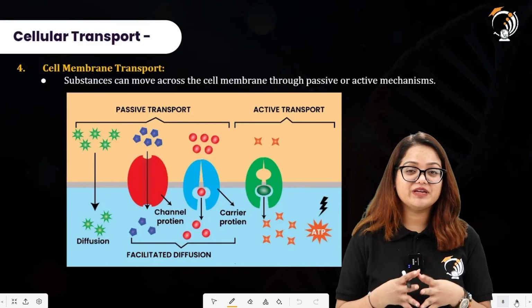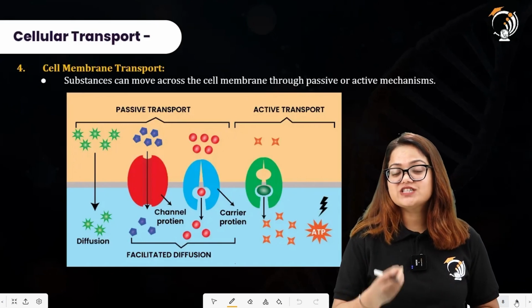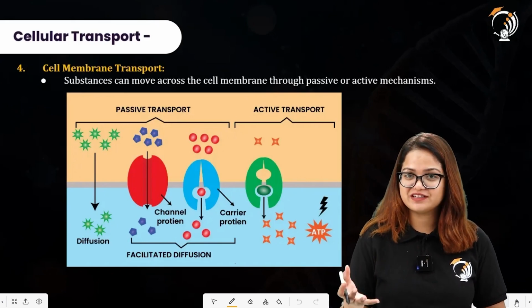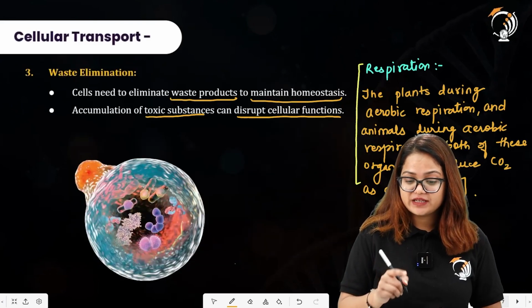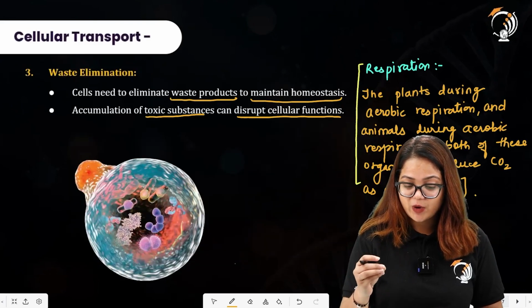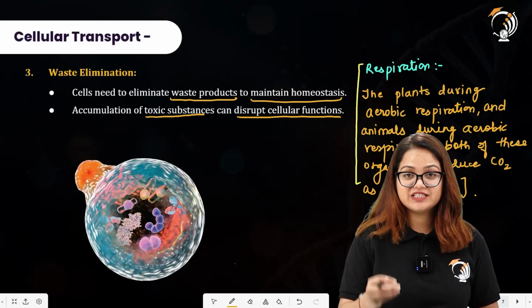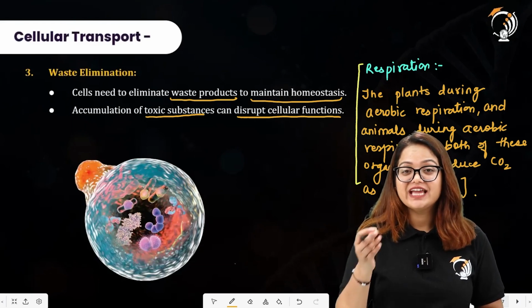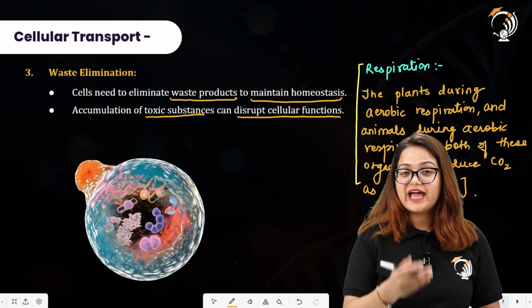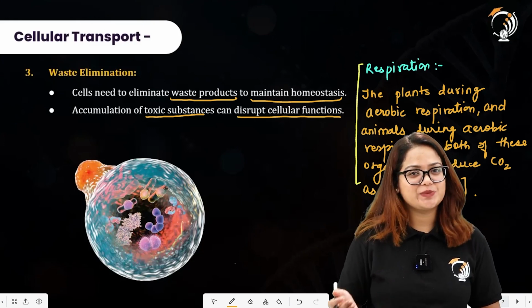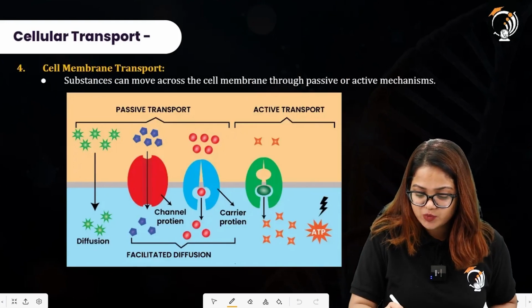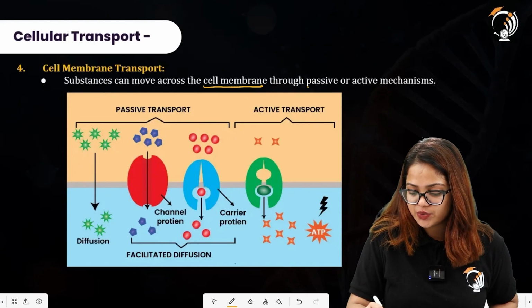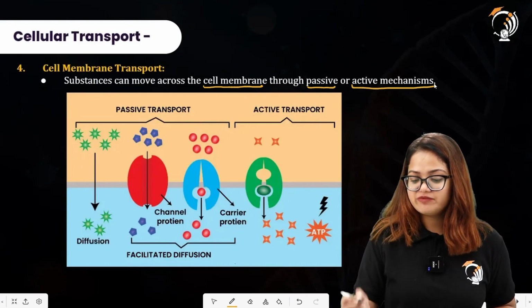So it is a semi-permeable membrane that allows selective molecules to pass across it. Alright, so here in the previous topic as well, we had a discussion about aerobic respiration and anaerobic respiration in the second one shot and in the first one shot as well. Alright. So, the substances can move across the cell membrane through passive or active mechanisms.